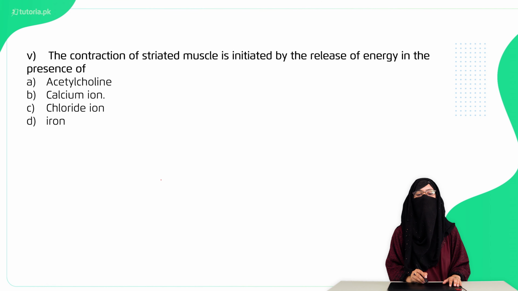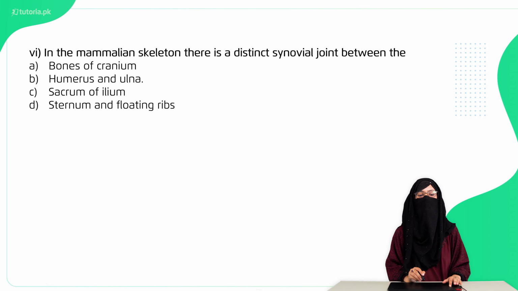Fifth है, the contraction of striated muscles is initiated by the release of energy in the presence of option A acetylcholine, option B calcium ion, option C chloride ion, option D iron. The right option is option B calcium ion.